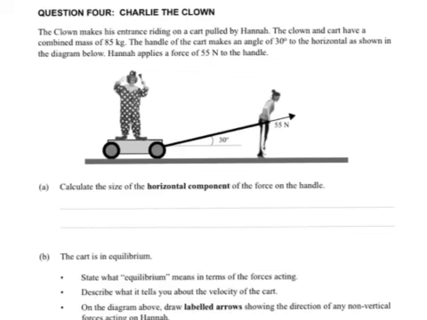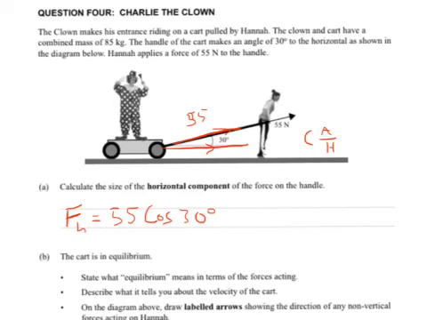A. Calculate the size of the horizontal component of the force on the handle. So we're after, there's a tension force acting along this way. We're after the horizontal component right here. So if that's 55, then the horizontal component of the force, F horizontal, will be 55 cosine of 30 degrees, because cos of the angle equals adjacent over hypotenuse, which is 55, so rearrange that.